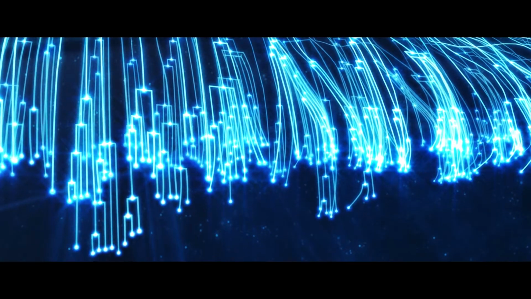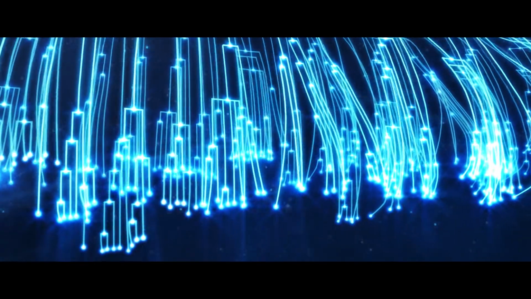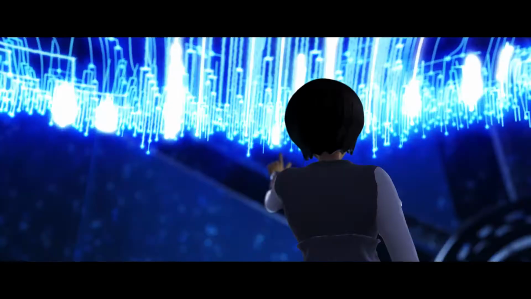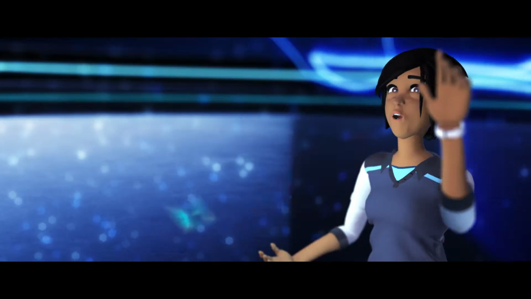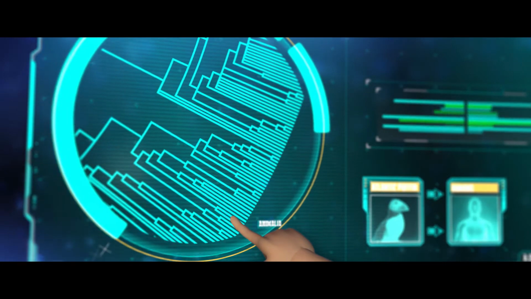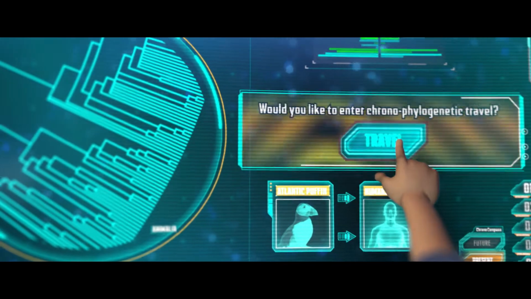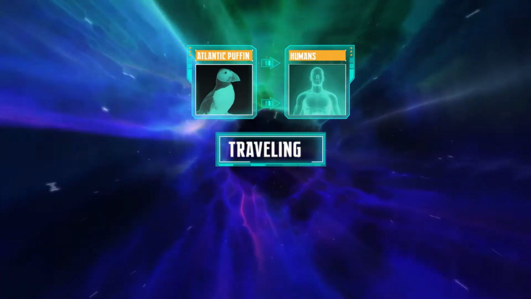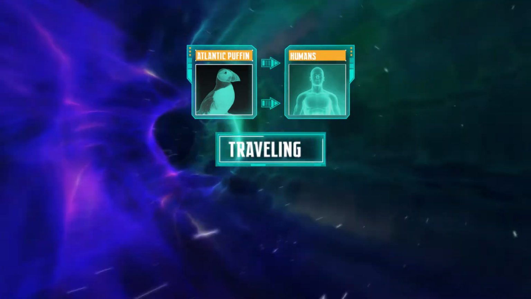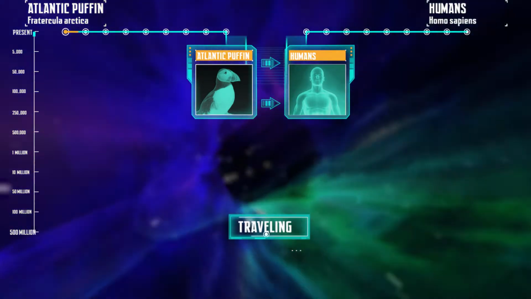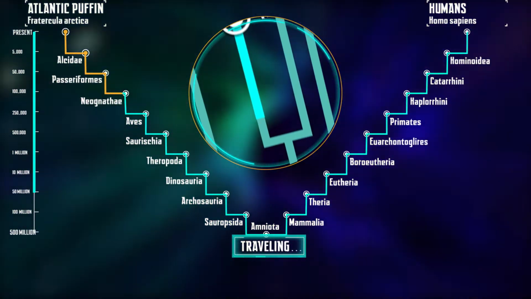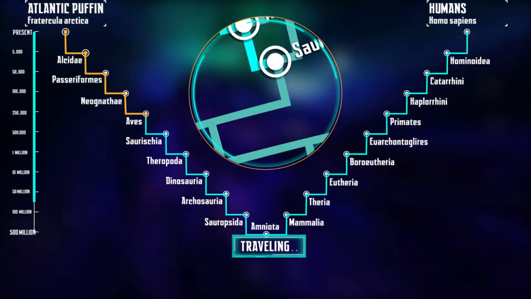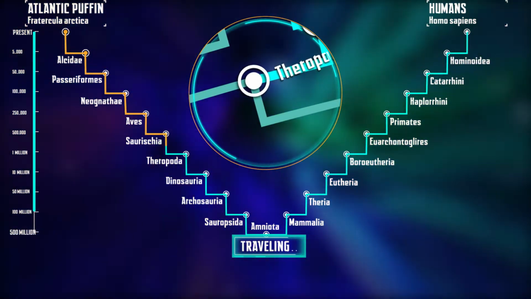Not just all life that has ever existed, but also their ancestry and how they are all connected. So, I'm somewhere over here. Correct. What's this? Traveling from Atlantic puffin to human. Where are we? The Tree of Life illustrates the relationship between all species on Earth. You are experiencing chronophylogenetic travel as we move between organisms.